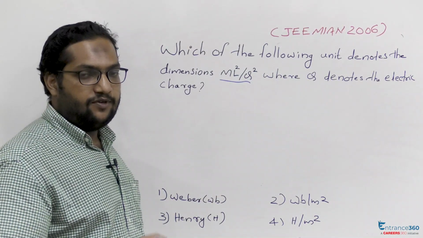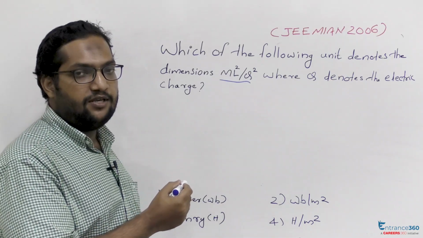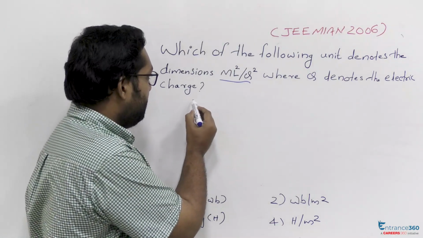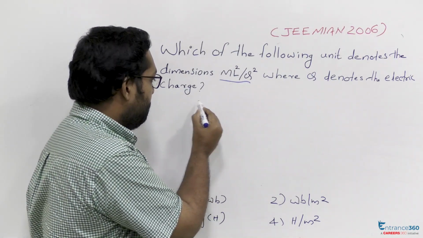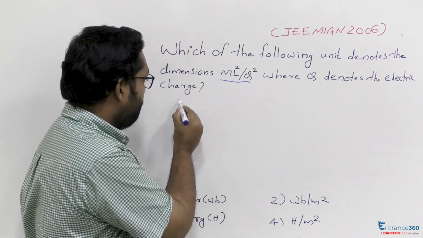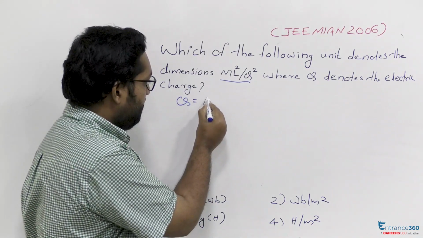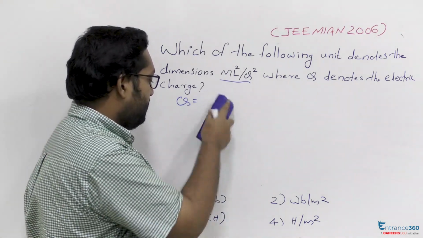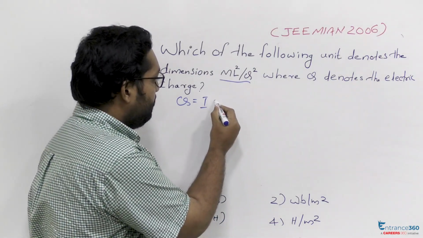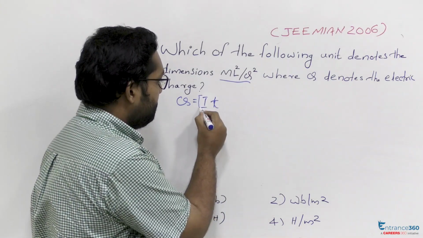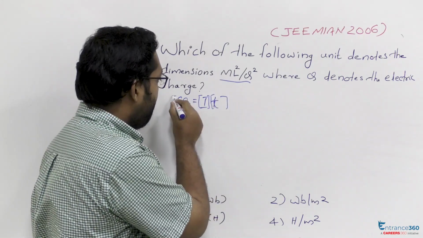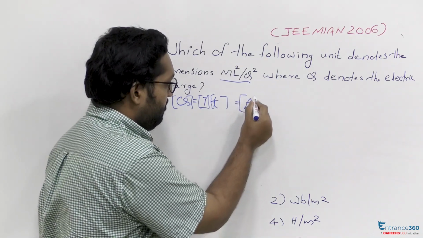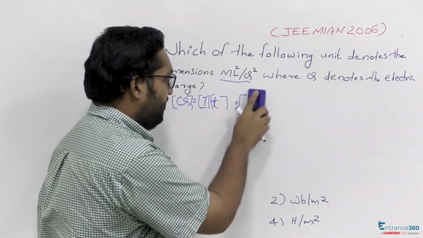So first of all, we have to check the dimension of ML square by Q square, where Q is the charge. Dimension of Q: Q is equal to I into t. So the dimension will be I into t, which is ampere into time, AT.